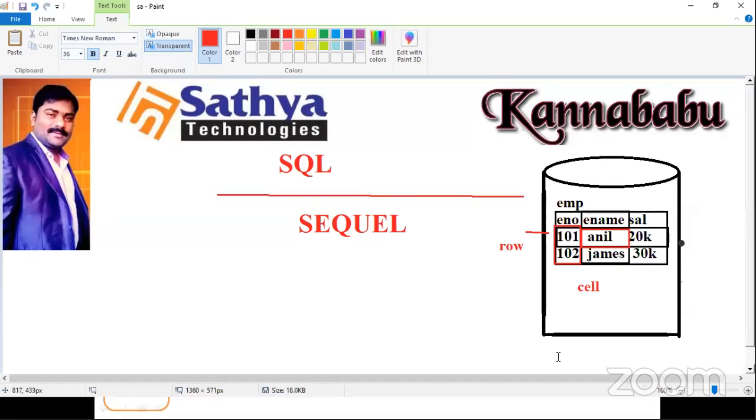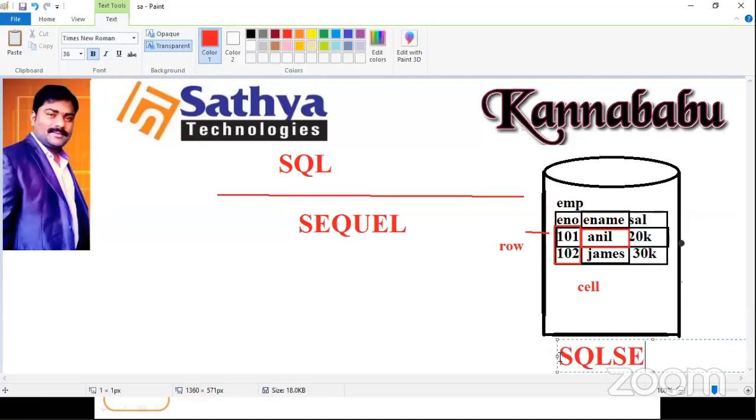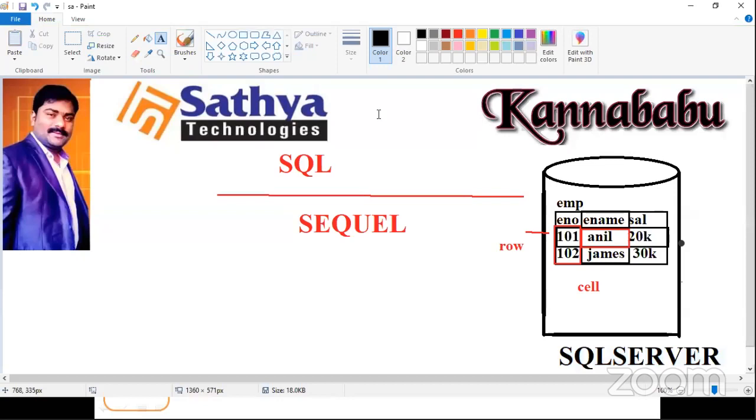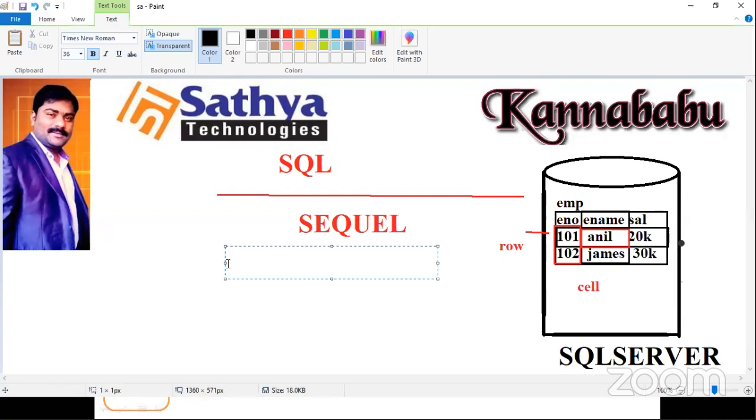Now, SQL Server is a software. Oracle is also a software. SQL is a language, a query language, not a programming language. In order to write the queries, one editor is required. If you want to write a C program, an editor like Turbo C is required. For Java, Edit Plus. For a .NET program, Visual Studio. For a Python program, an IDLE editor. So in order to write the queries, some editor is required.